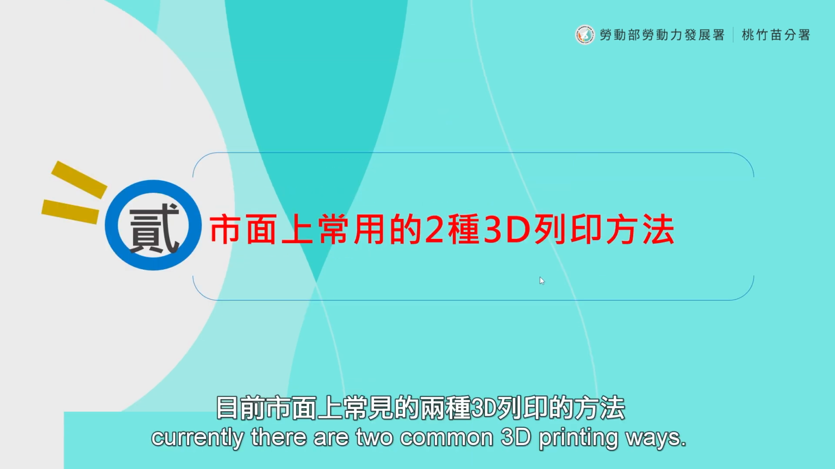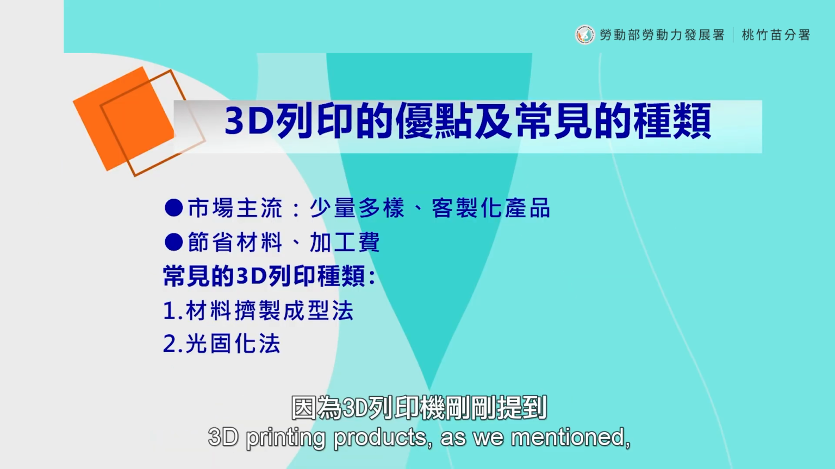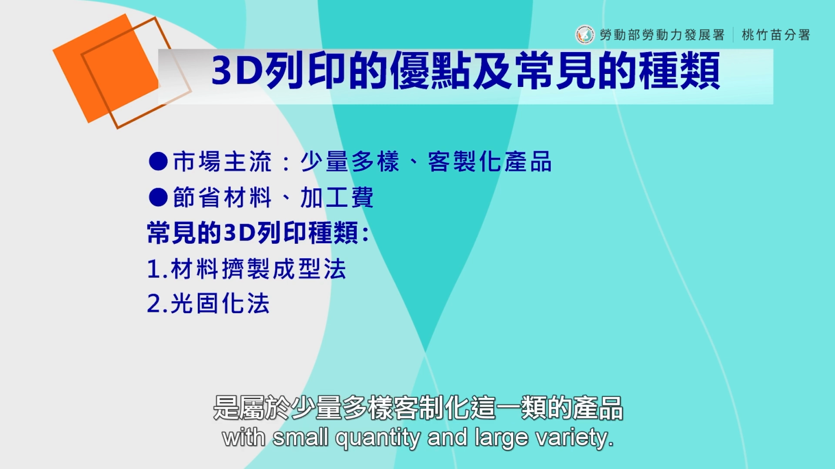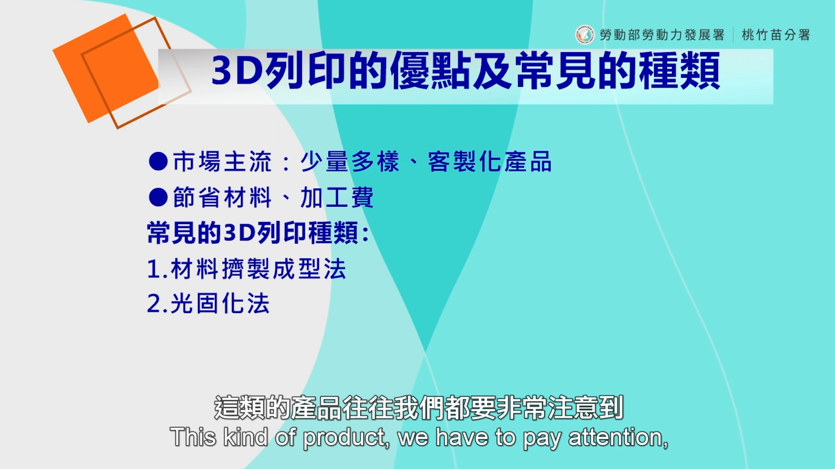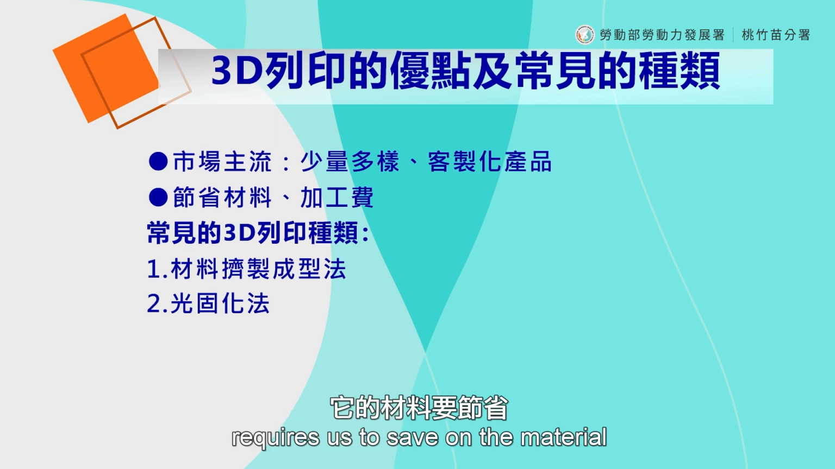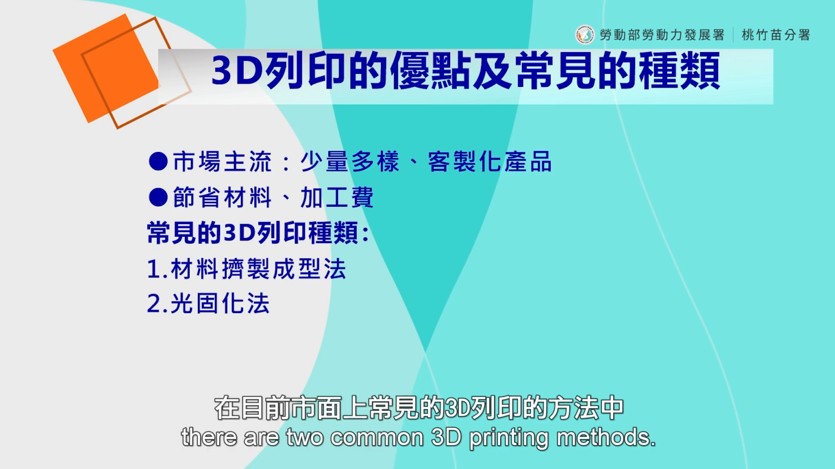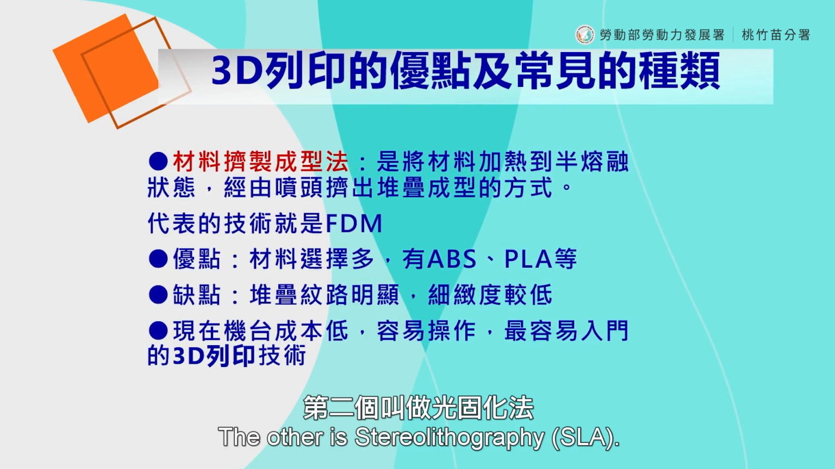Okay, currently there are two common 3D printing ways. 3D printing products, as we mentioned, are usually highly customized products with small quantity and large variety. This kind of product requires us to save on the material and processing costs. So there are two common 3D printing methods. One is called fused deposition modeling, FDM. The other is stereolithography, SLA.